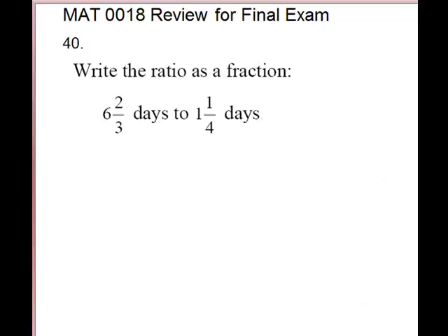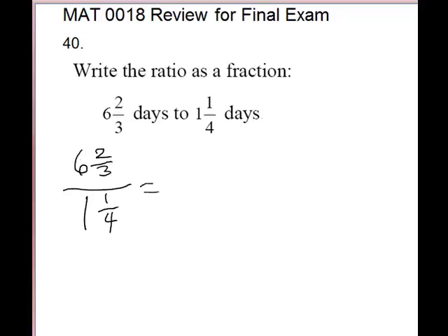Problem 40. Write the ratio as a fraction. 6 2/3 days compared to 1 1/4 days. So first we'll go ahead and just use the definition, make it like a fraction, 6 2/3 compared to 1 1/4. Your units are going to cancel because they're the same, so you actually can go ahead and leave them off. Now, we're not allowed to leave a fraction within a fraction, so we need to simplify this. The first thing I would do is change to improper fractions.